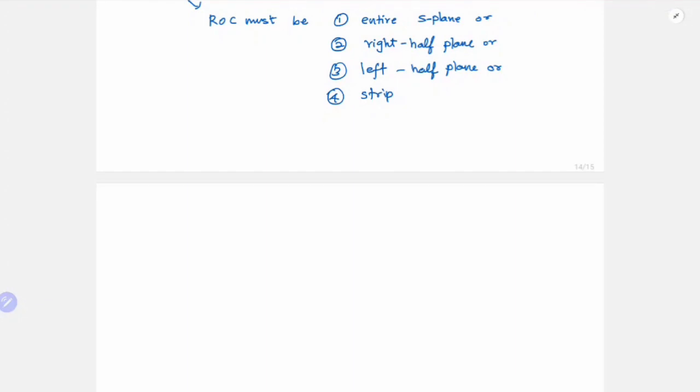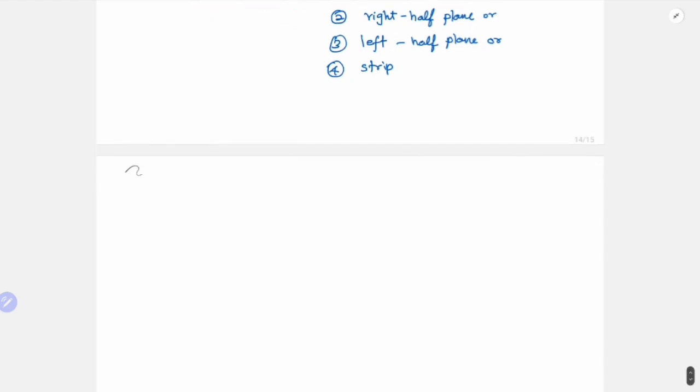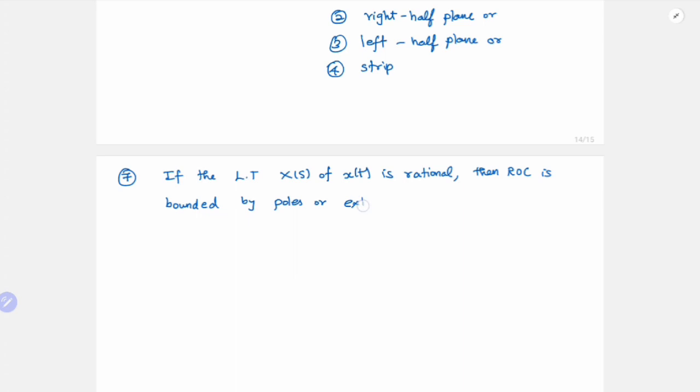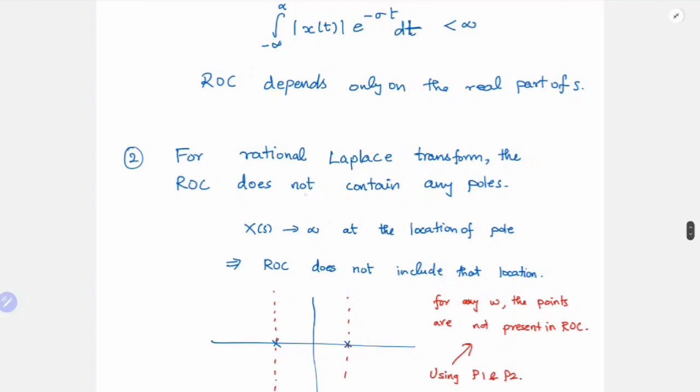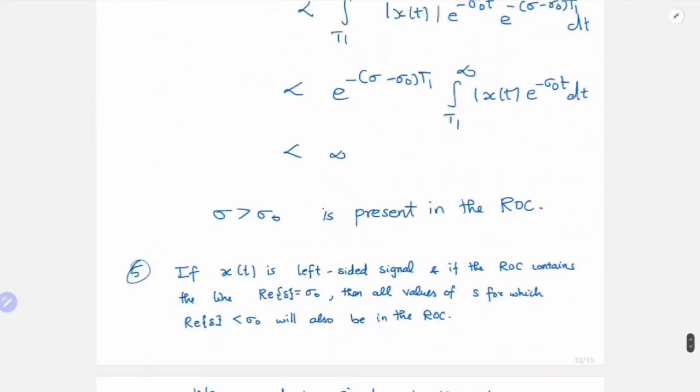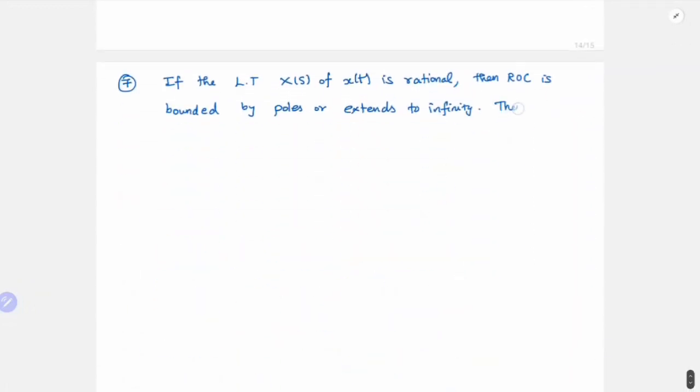My property 7 and 8 are exclusively for the rational Laplace transform. So property 7: if the Laplace transform X of s of x of t is rational, then the ROC is bounded by poles or extends to infinity. And we also know from property 2 that there are no poles in the ROC.